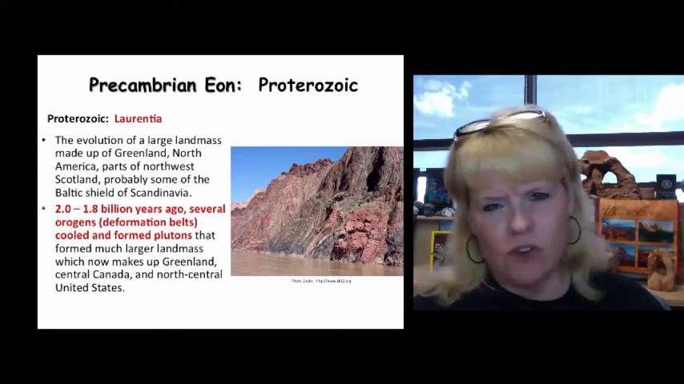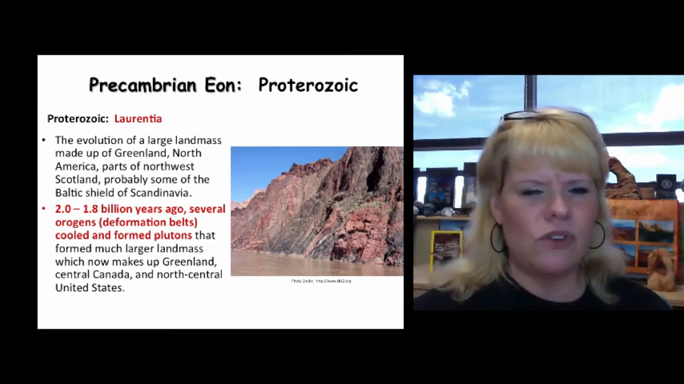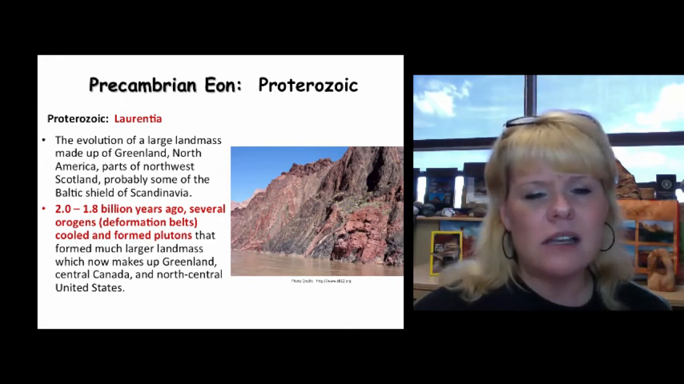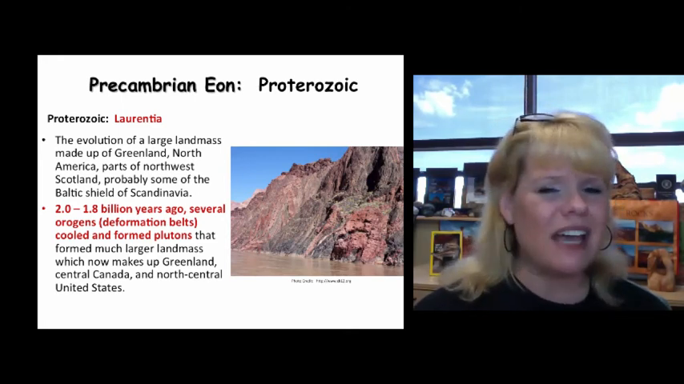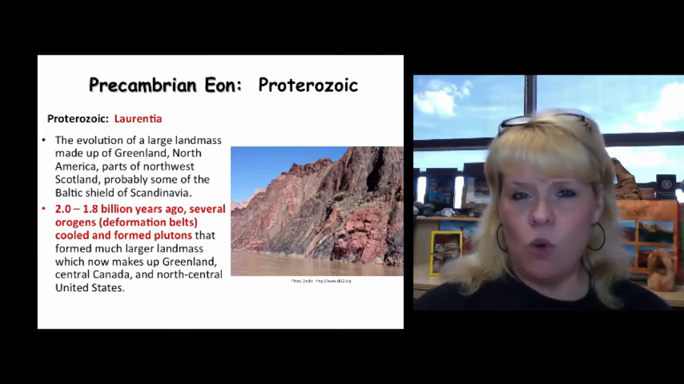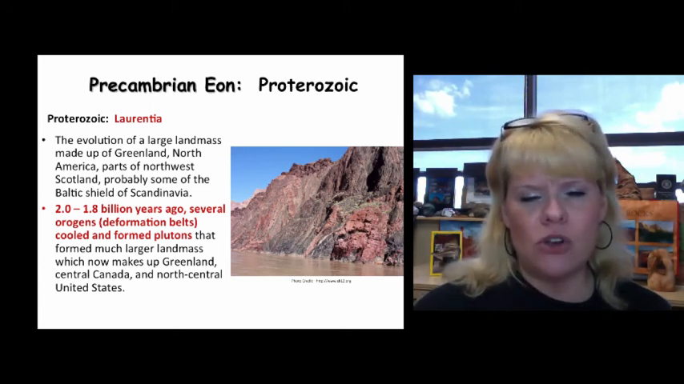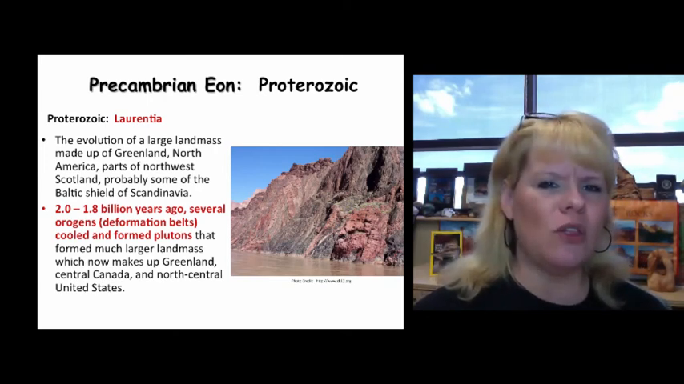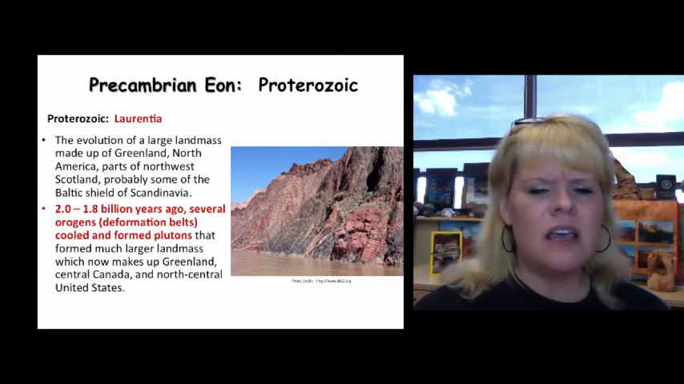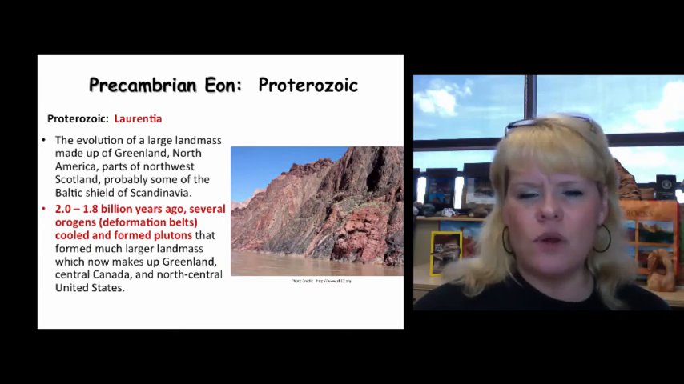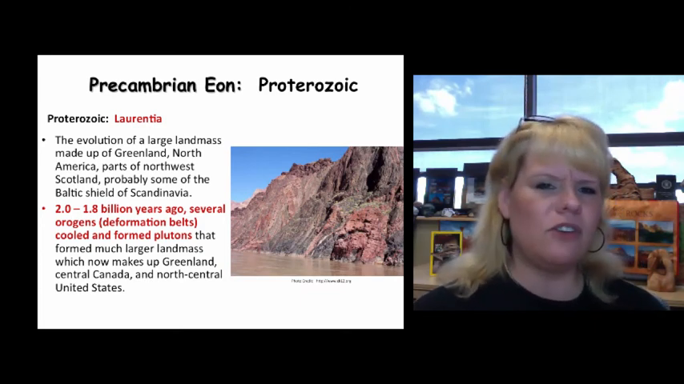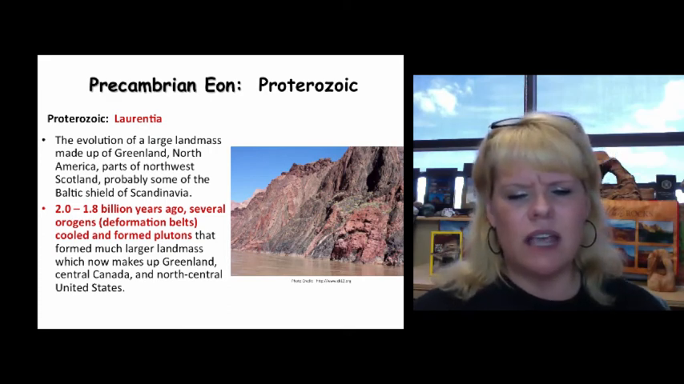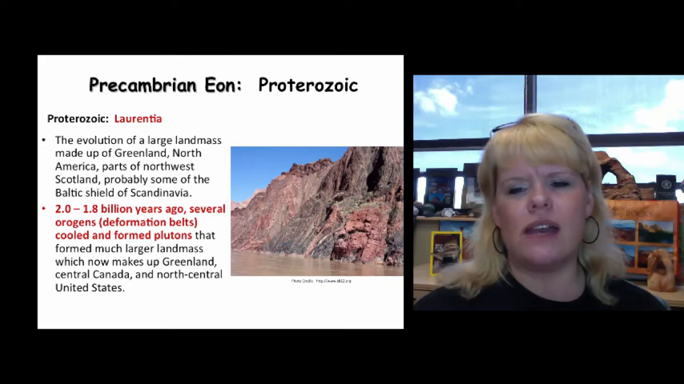The large land masses during the Proterozoic make up Greenland, North America, parts of Scotland, and even parts of Scandinavia. But somewhere between 2.0 and 1.8 billion years ago, several orogens, which are deformation belts we call mountain building events, orogenies, cooled and formed plutons that form much of our land mass that we call continents today, such as Greenland, Canada, and north central United States.